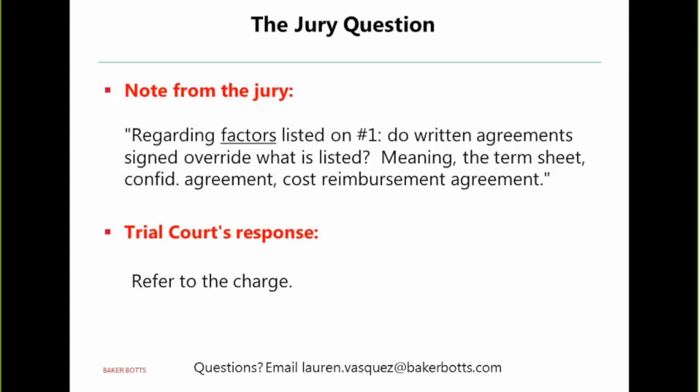The trial court's response, not atypical for a trial judge, and I'm sure after consulting with the trial lawyers and the parties, responded to the jury by telling them to read the charge. Pretty typical response, and it is, I think, a credit to the jury and hopefully some satisfaction or comfort for transactional lawyers that are out there that the jury was thinking about the contracts and dialing into what was their importance.